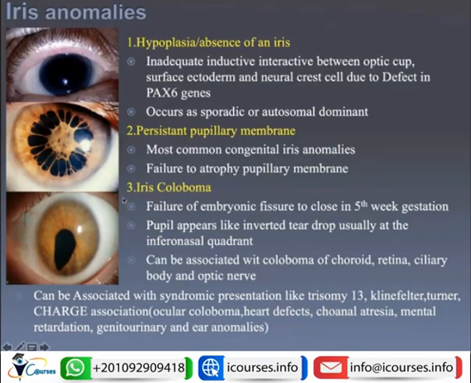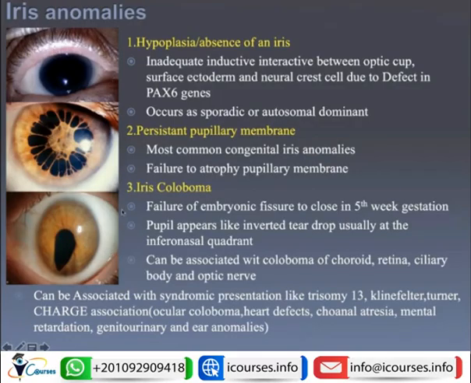Another congenital anomaly we said is the persistent pupillary membrane. So as we mentioned, the pupillary membrane should degenerate at the 8th month of gestation. If it didn't degenerate, then this will lead to persistence of this membrane as a congenital anomaly. Usually it doesn't have to be that large, and sometimes there are only very small remnants from it that are not visually significant.